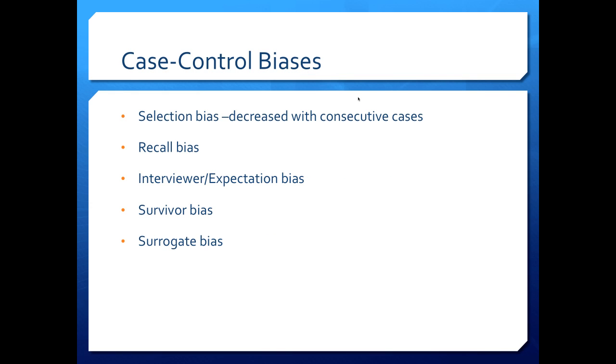Case control studies are subject to selection bias, which can be somewhat mitigated by including consecutive cases from a particular source with an explicit, appropriate selection of controls. Recall, survivor, and surrogate biases are also possible due to the retrospective nature of exposure status determination.